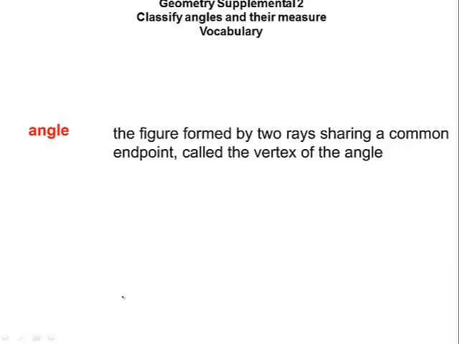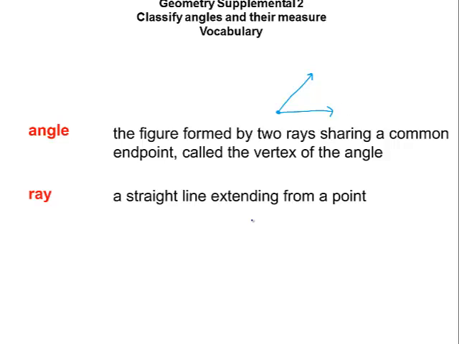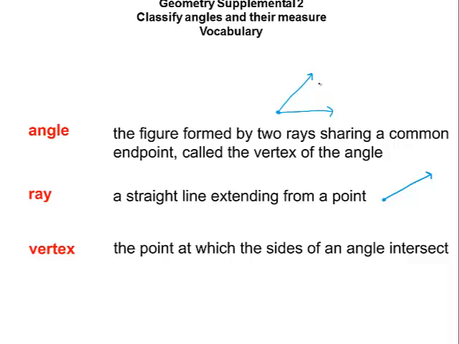All right, so we have some more vocabulary. An angle is formed by two rays sharing a common endpoint, and that's called the vertex. So we have two rays, and they share that common endpoint. A ray is a straight line extending from a point. We talked about that already. And the vertex is the point at which the sides of an angle intersect. So here's our vertex.